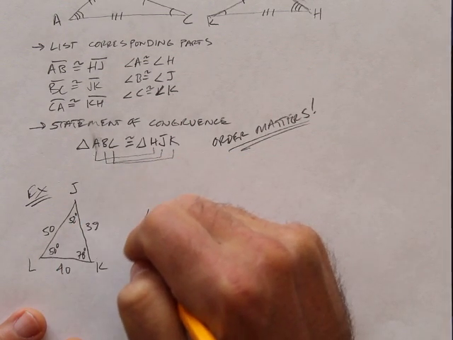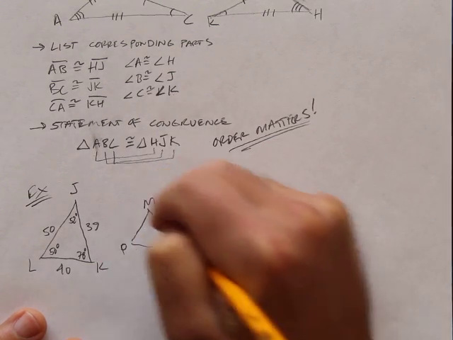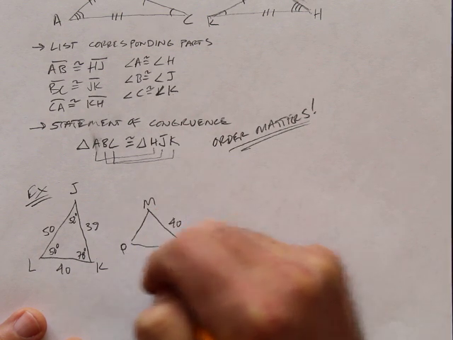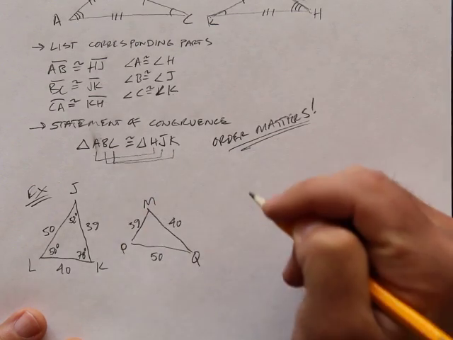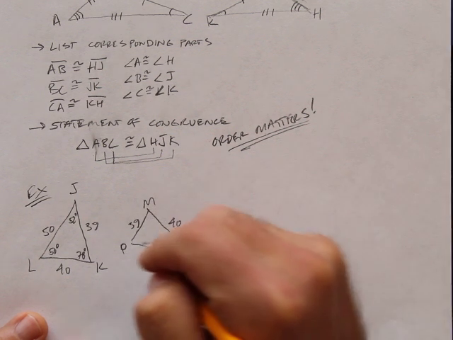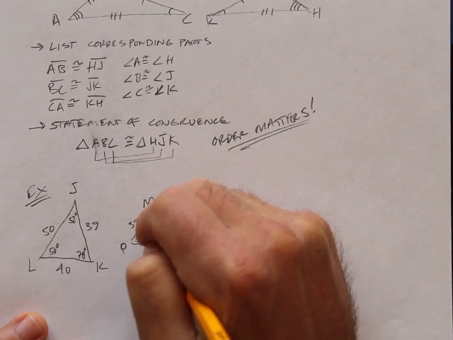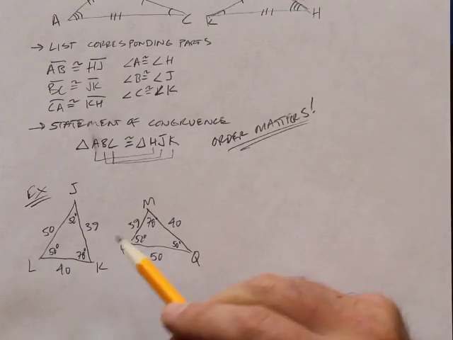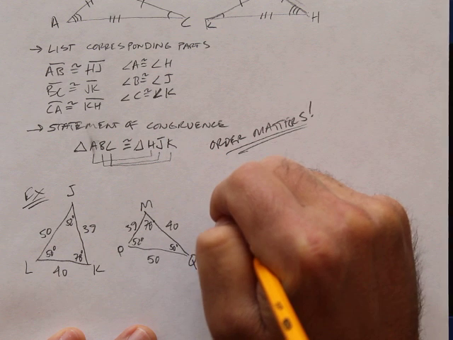Now we have another triangle that is PMQ. MQ is 40, PQ is 50, and PM is 39. These triangles are definitely not drawn to scale here. P is 52 degrees, angle M is 78 degrees, and angle Q is 50 degrees. So if you look at these two, I want a statement of congruence.